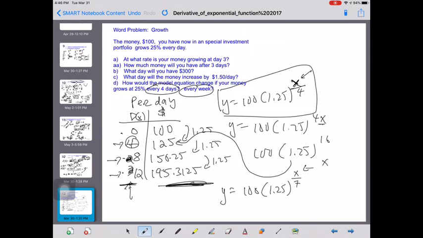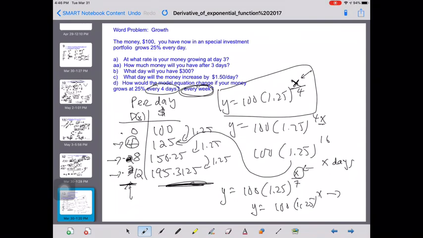Now, that's assuming that x is days. Some of you might wonder, well, if I don't want it to be in days, I want it to be in weeks, then you have to redefine your variables. So in this case, you can let y equal 100 times 1.25 to the power of x, but you have to tell me or write down what x means. In this case, x is the number of days for the first part here, but in this particular example, x is the number of weeks. So just be aware of the units that you use when you define your variables.